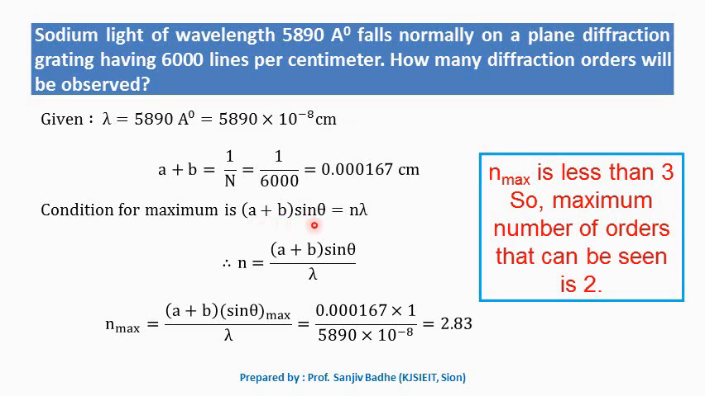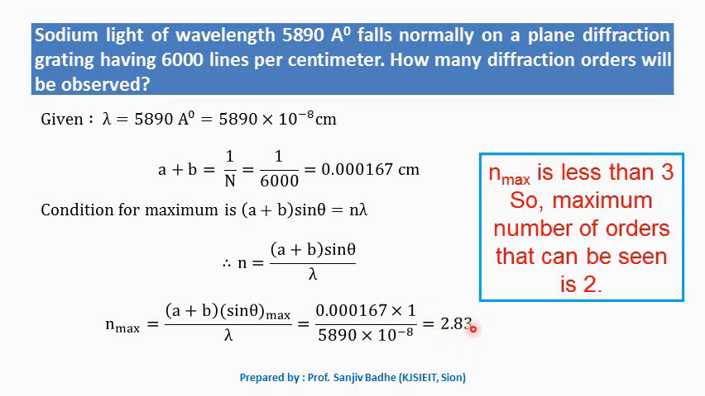Again we will use the condition for maximum. (A plus B) sin theta equal to n lambda. N is equal to (A plus B) sin theta upon lambda. Maximum value of n will depend on maximum value of sin theta, that is 1. So sin theta max is substituted as 1. A plus B is 0.000167 and lambda is 5890 into 10 raised to minus 8 centimeters. So n max is calculated as 2.83.